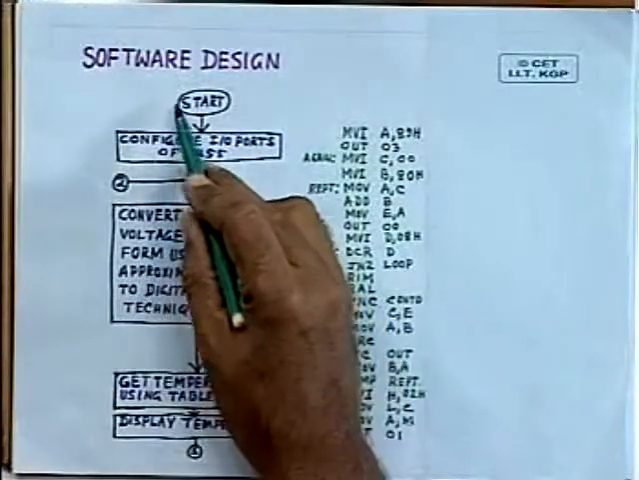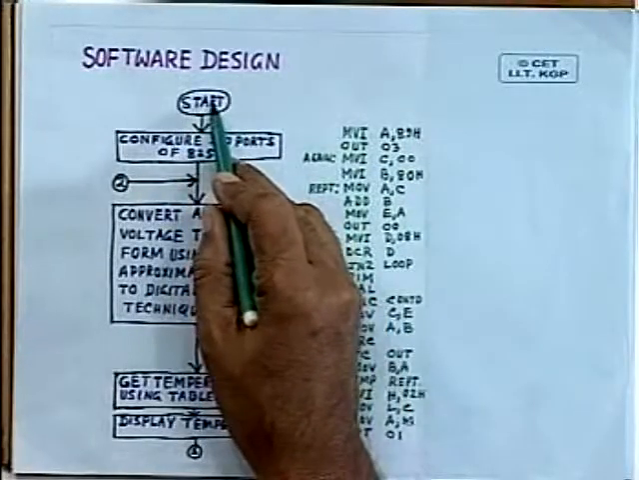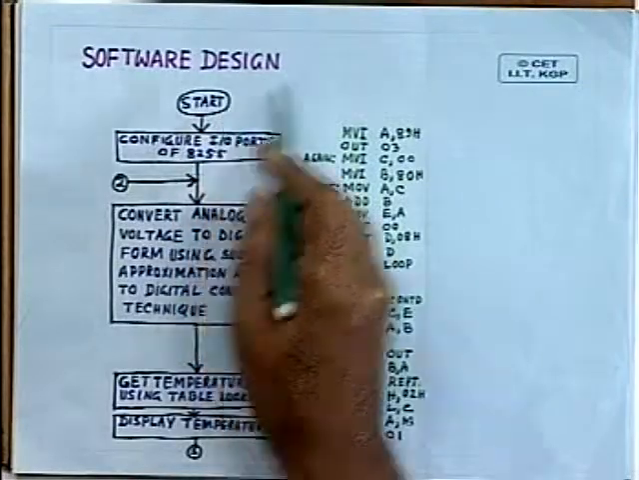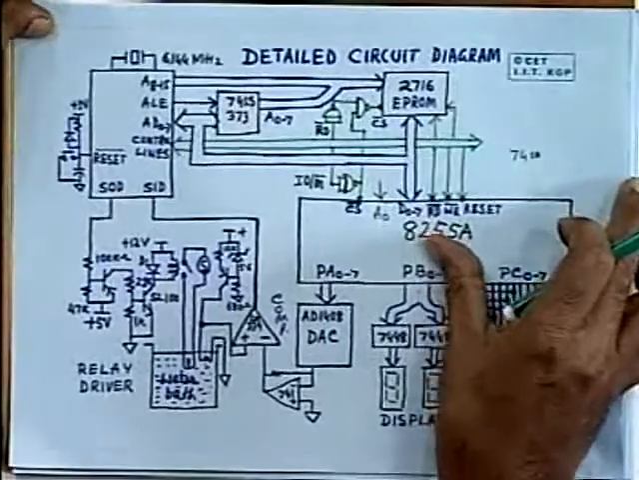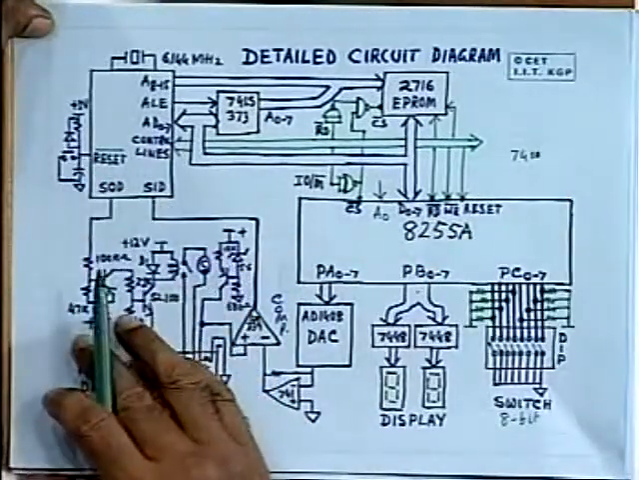Now we have to focus on the software design. Let's see how it is being done. First of all, here we start the process. The starting is done either by resetting the switch or, at the time of power on, by the auto power on reset.